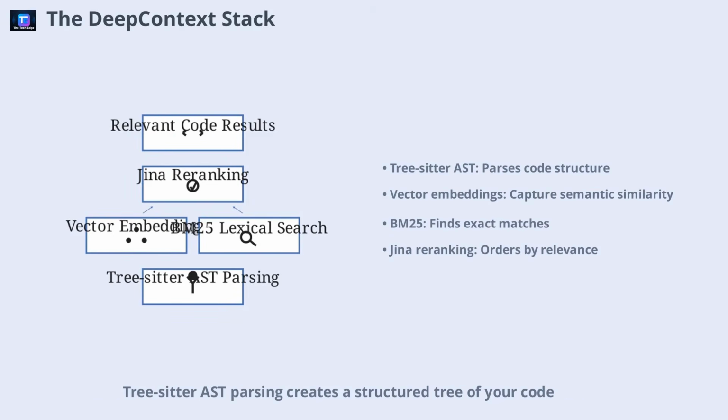First, tree-sitter AST parsing creates a structured tree of your code, capturing functions, classes, and their relationships. Second, vector embeddings allow DeepContext to recognize code that performs similar operations, regardless of naming conventions. Third, BM25 lexical search ensures that exact identifier matches are still possible when you need them. Finally, Jina re-ranking brings it all together, ordering results by true relevance.